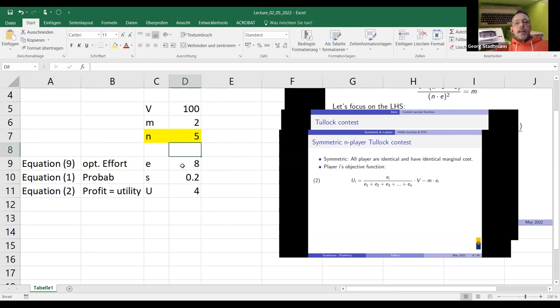Check what happens. The effort level will decrease. The winning probability will also decrease, and also the utility one player can receive out of this contest will decrease. Let's increase n even further, from 10 to 100. The effort level decreases, winning probability decreases, and the utility one player can get out of this contest, like the profit one player can extract out of the competition, will converge to 0.